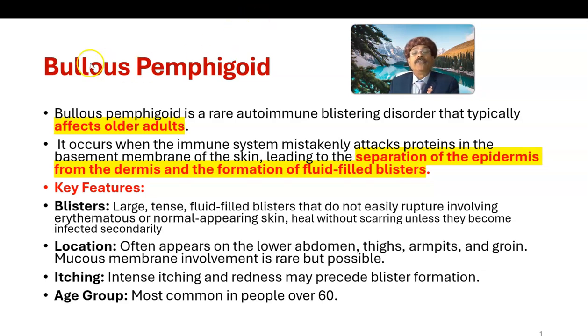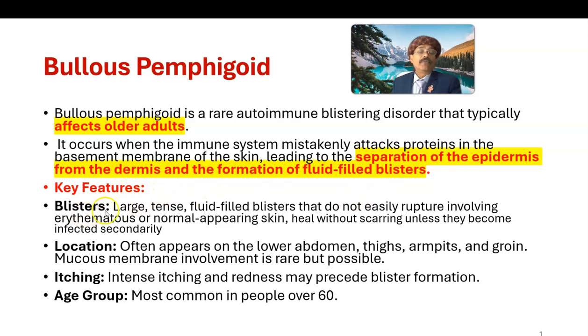Today I will discuss Bullous Pemphigoid. Bullous pemphigoid is a rare autoimmune blistering disorder that typically affects older adults. It occurs when the immune system mistakenly attacks proteins in the basement membrane of the skin. The basement membrane is the membrane between the epidermis and dermis, and that leads to the separation of the epidermis from the dermis and the formation of fluid-filled blisters.